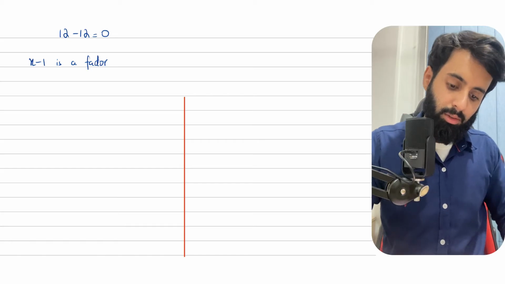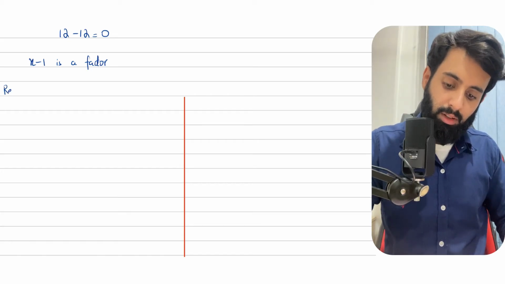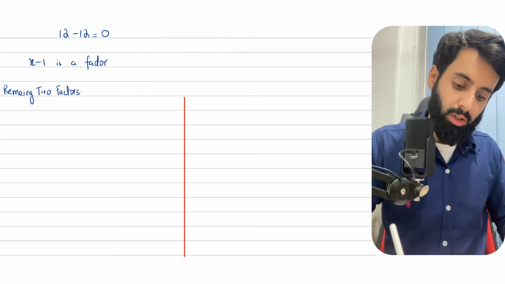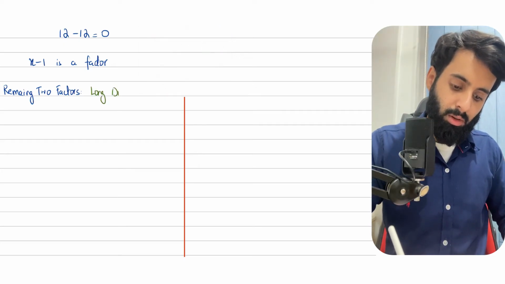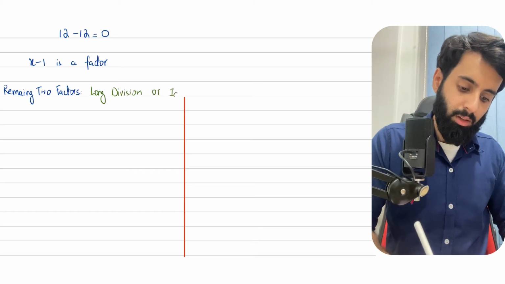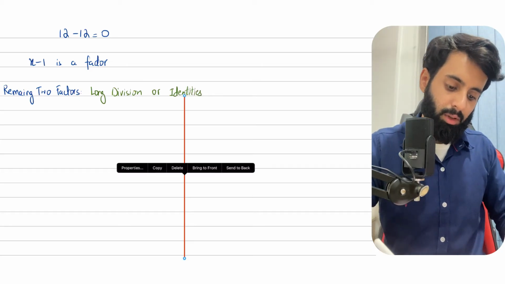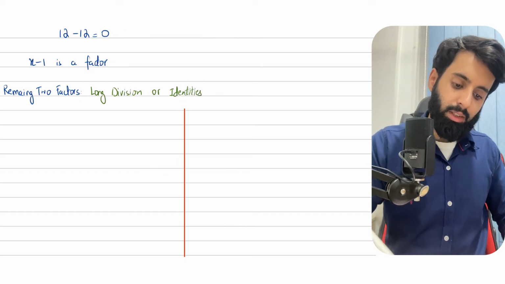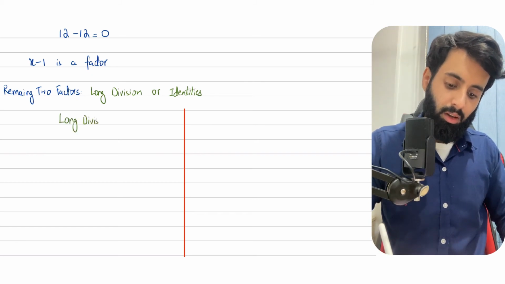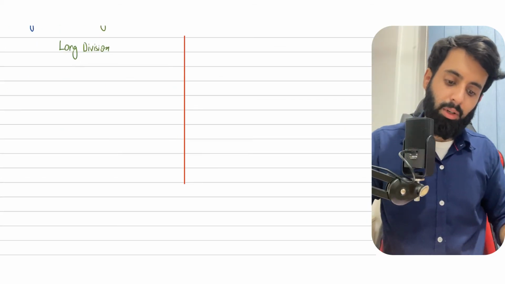So let's write that down over here: remaining 2 factors. The 2 methods that we have for the remaining 2 factors: one is long division, which is something that I always prefer, or something called identities. This is also a method that we can use. So let's first understand long division, and then we'll look into identities.